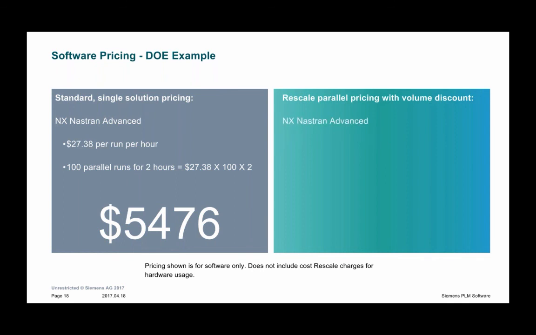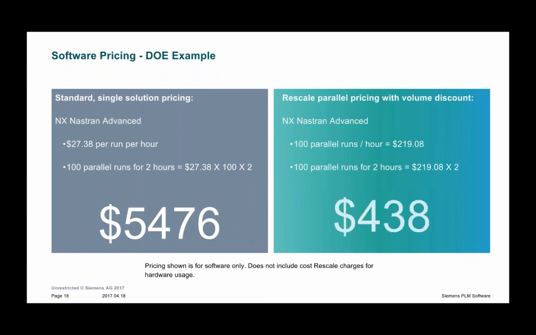But now let's look at the same use case, but instead you're now using Rescale. The price for running an NX Nastran Advanced DOE within the Rescale platform depends on the number of runs. In the case of running 100 parallel runs, the price is $219 per hour. So to perform the same DOE over 2 hours within Rescale only costs you $438. That's over 90% less than what it would have cost under the standard licensing model.